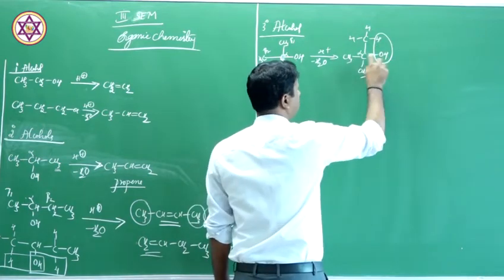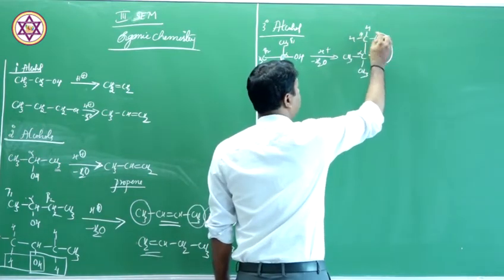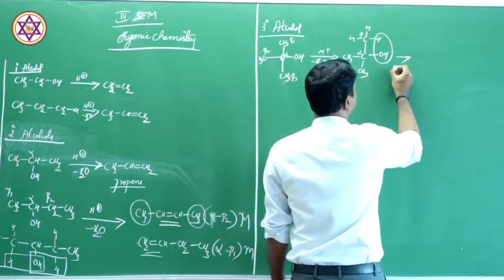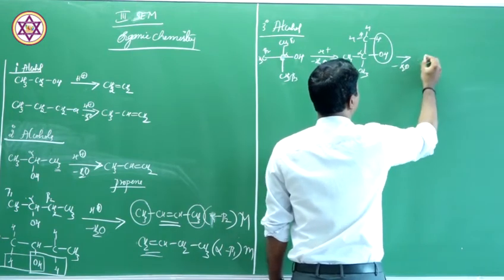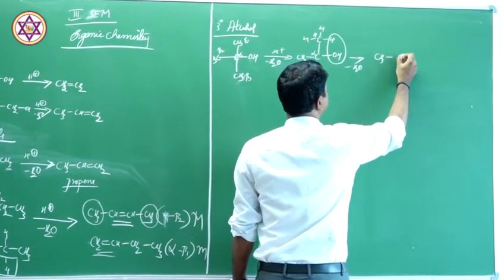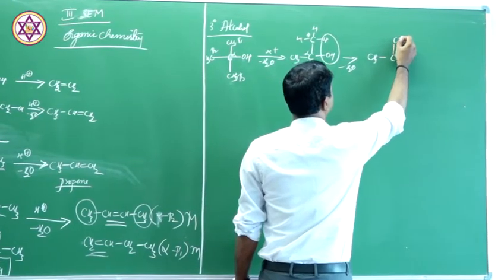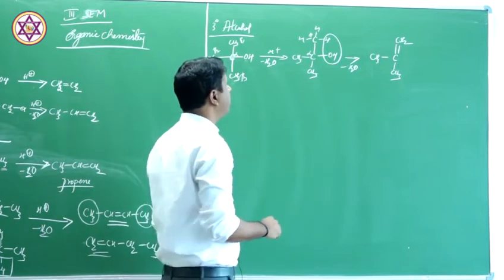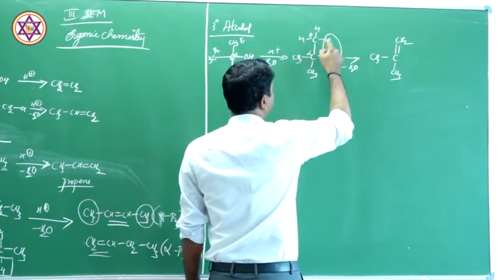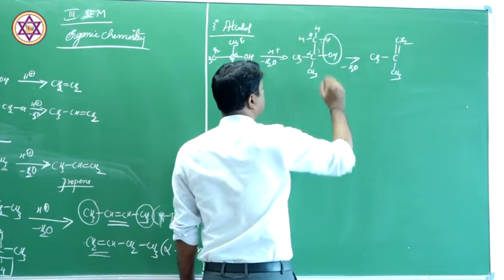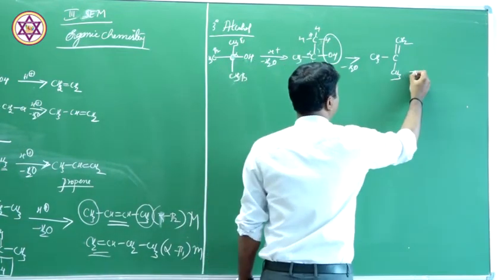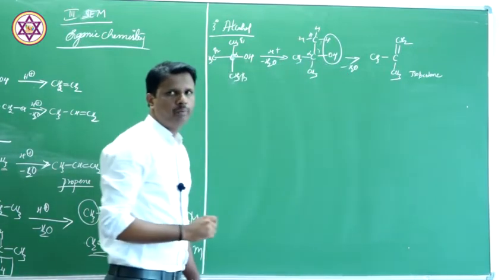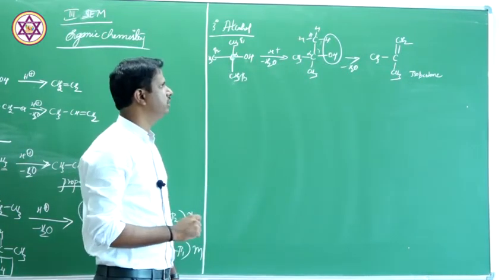That is, hydroxyl group from the alpha carbon and hydrogen from the beta carbon. So that means you are removing H2O. You are going to get CH3C double bond CH2 CH3. You are going to get isobutene. That means once you remove this bond, a new pi bond will be formed here. Now you are going to get isobutene or 2-methyl propene. That is what we are going to get, the isobutene.